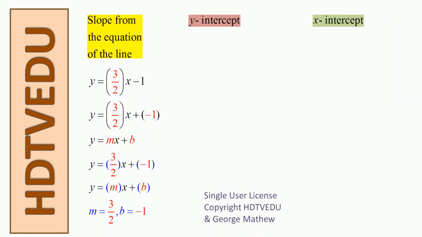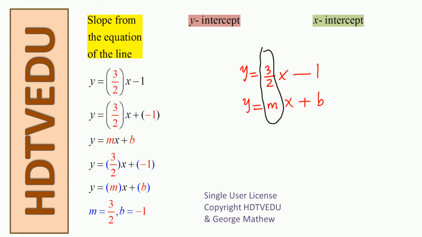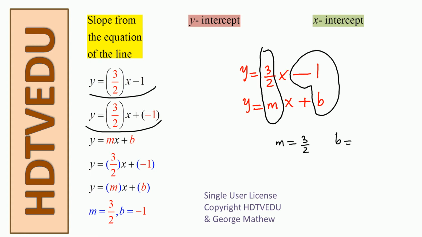So how do we get the slope of the line from y is equal to 3 over 2x minus 1? You know the equation of the line is y is equal to mx plus b. You see m is equal to 3 over 2. When you compare, you see b is negative 1, because 3 over 2 x minus 1 is as good as 3 over 2 x plus negative 1. So immediately we see m is equal to 3 over 2 and b is equal to negative 1.